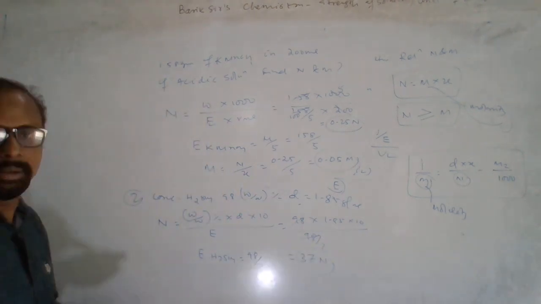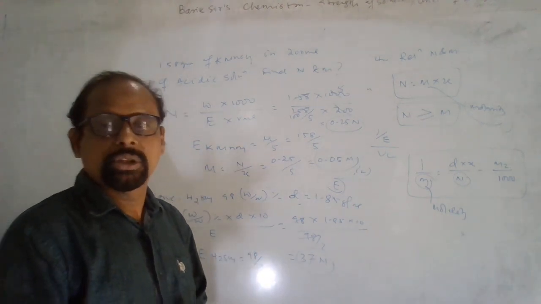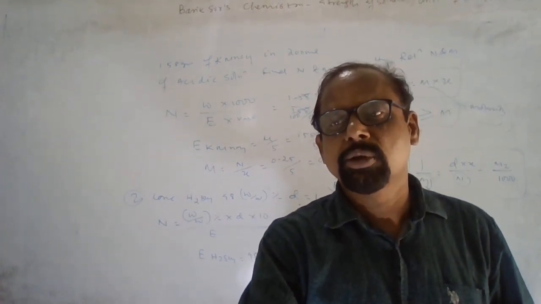So that is the normality. But the molarity will be how much? It will be 18.5. So this way you can solve problems like the normality and molarity, all about the determination of the equivalent mass.